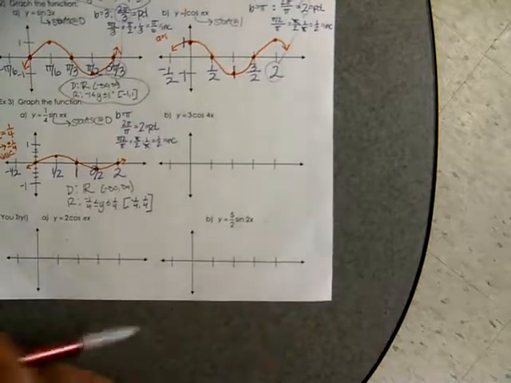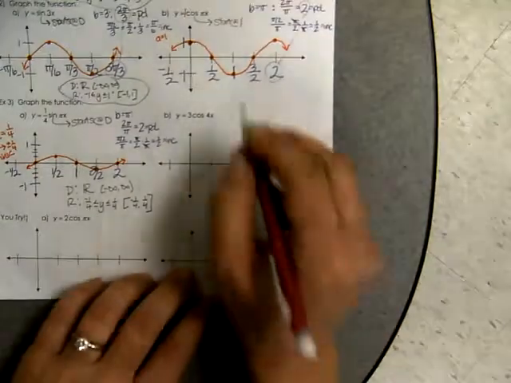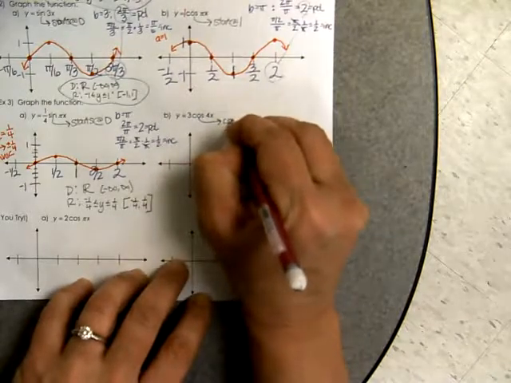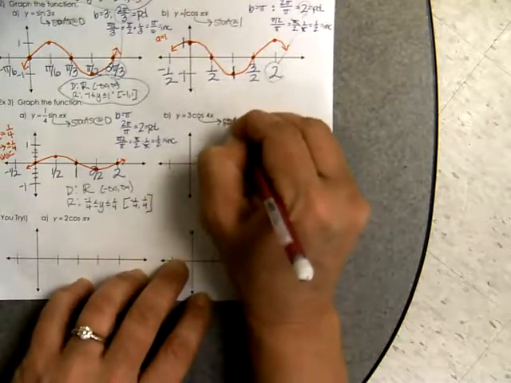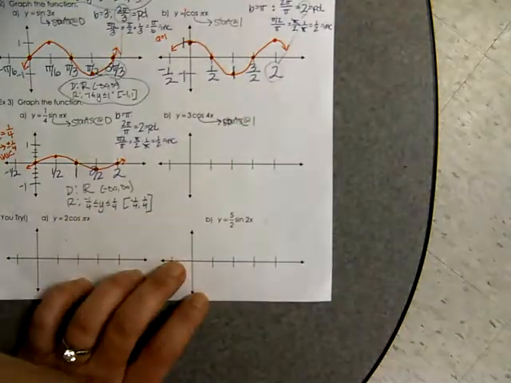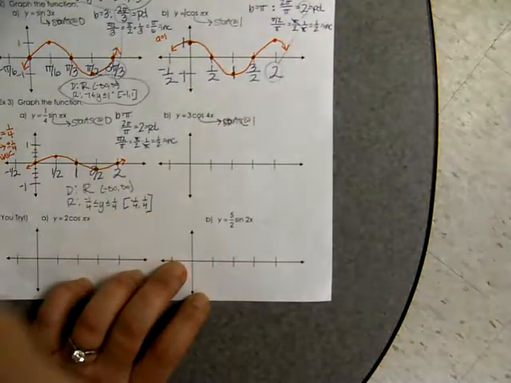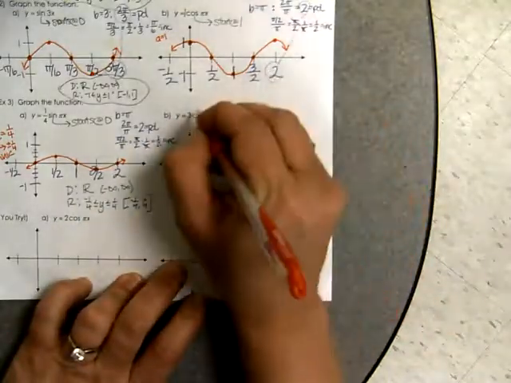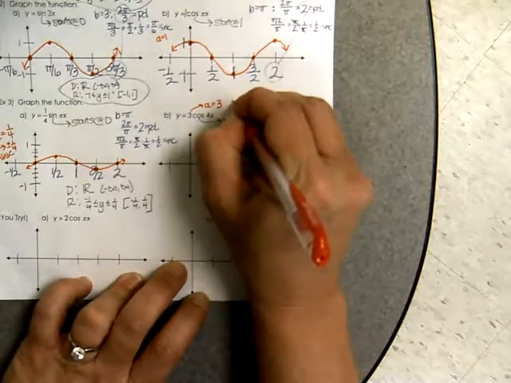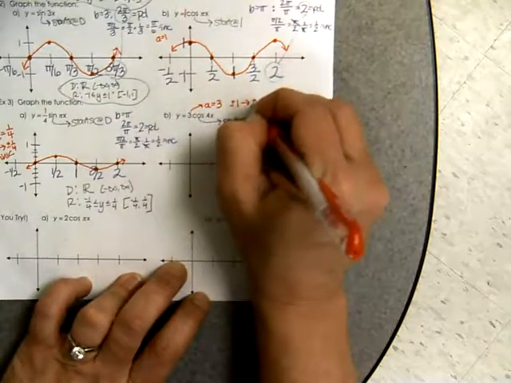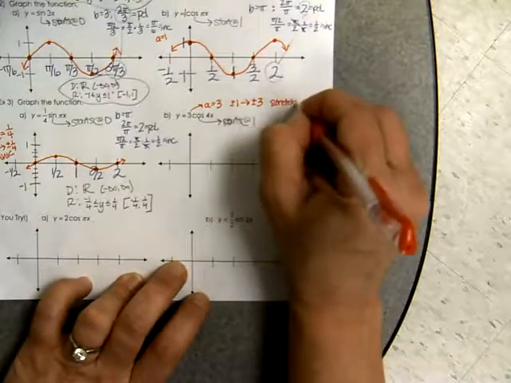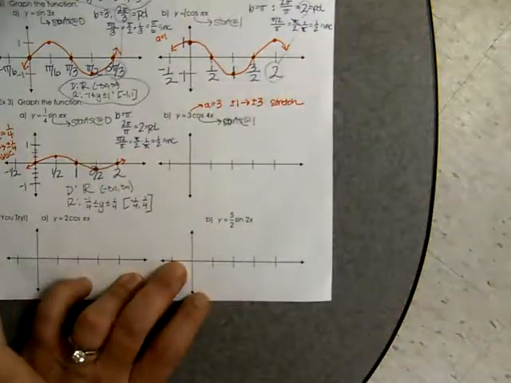All right, so let's try letter B. Y equals 3 times the cosine of 4x. So again, step 1, think about the shape of the parent function. So we know the cosine starts at 1, okay? However, we see that A is 3. So that means that our plus or minus 1s change to plus or minus 3. And that would be like a vertical stretch of the graph, okay?